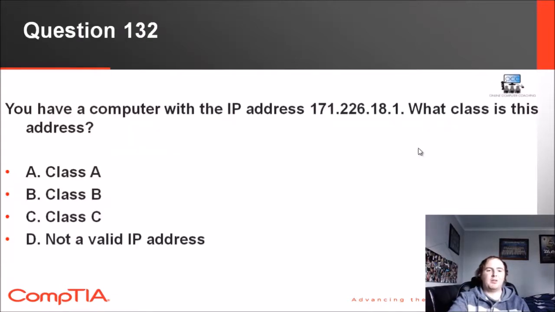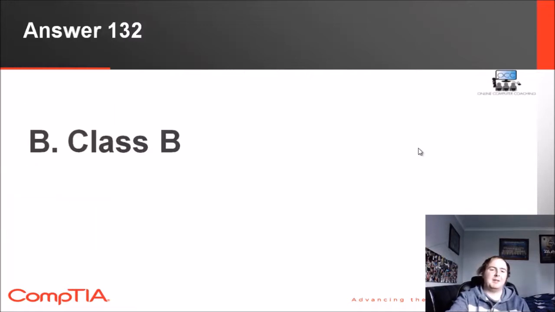We've got 132. You have a computer with the IP address 171.262.26.18.1. What class is this address? We've got class A, B, and C, not a valid IP address. So the classes aren't really used much anymore, but there's a classification. Class A will be like 1 to 128. Class B will be something else, which is the answer. Class B is anything from 129 to 172.